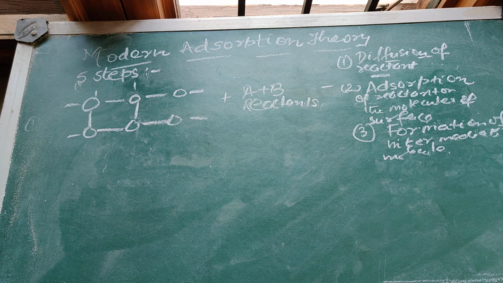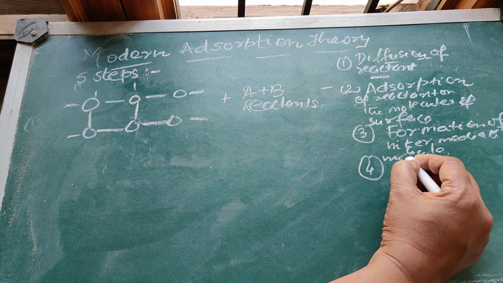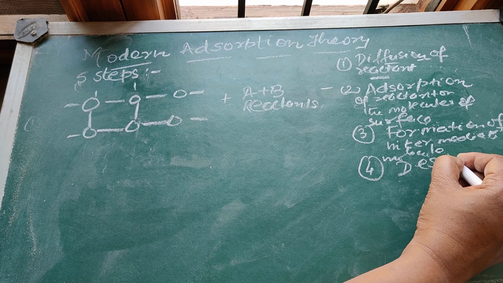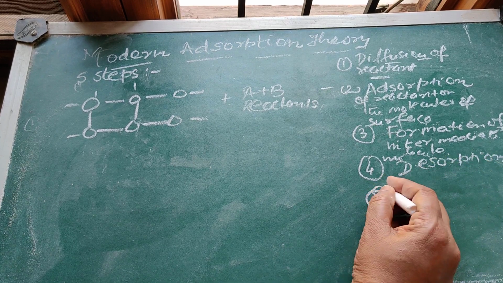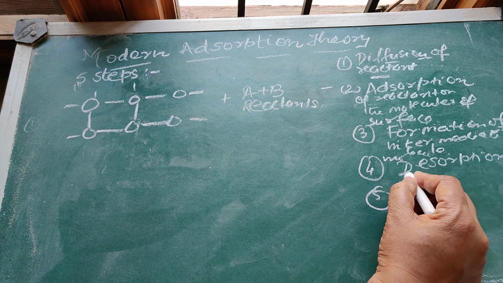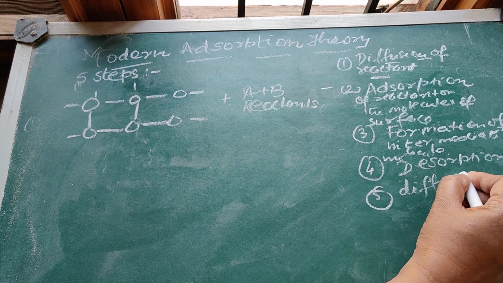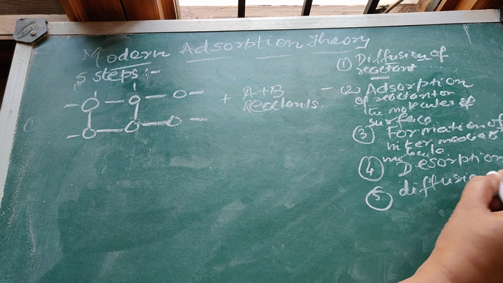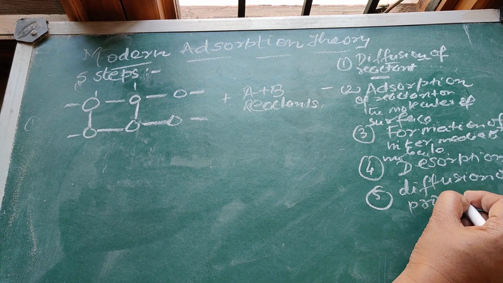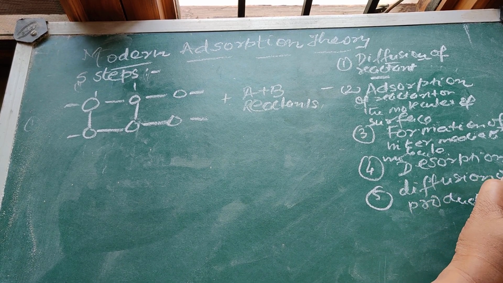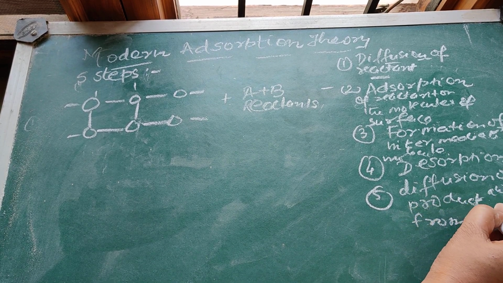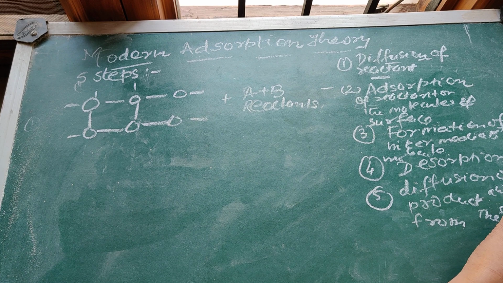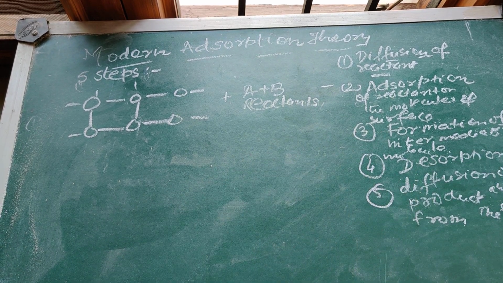Then fourth is desorption. You know what is desorption. And fifth is diffusion of product away from the surface. So these are the steps. 5 steps are there.